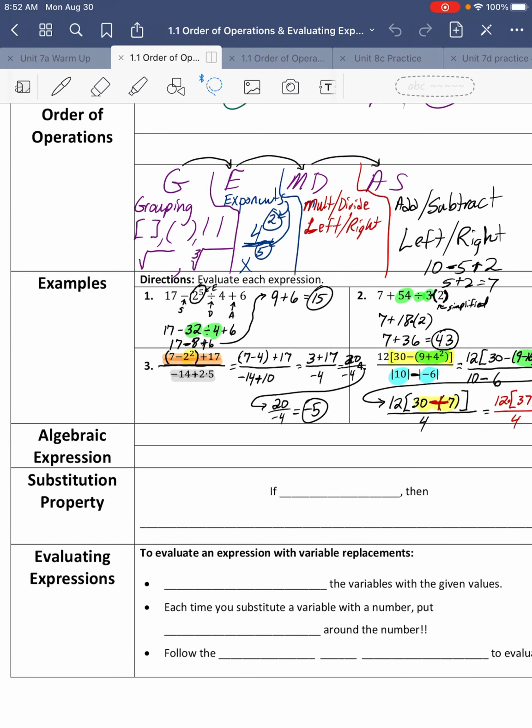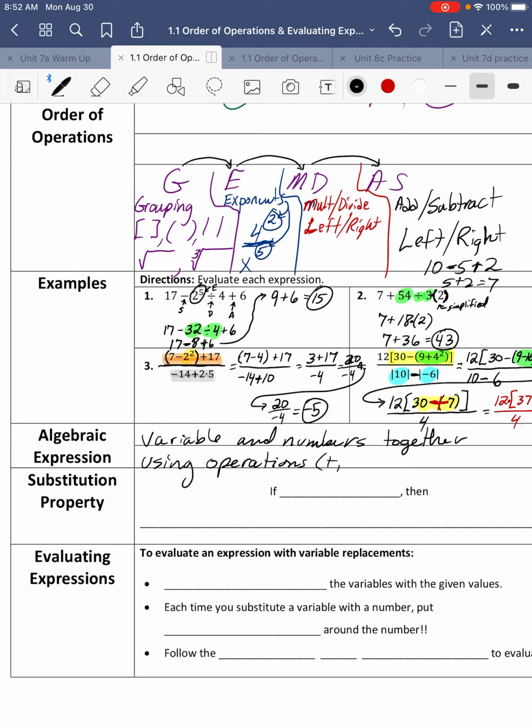I'm going to continue with the 1-1 notes, which is algebraic expression. So a quick little definition of algebraic expression is that they're variables and numbers all together, using operations. So operations are add, subtract, multiply, divide, and other stuff. And make sure you always remember not to use equal signs ever. This algebraic expression, that means there's no equal sign.